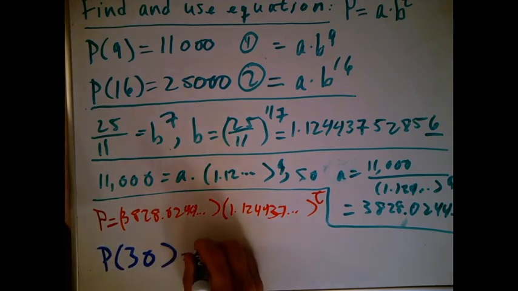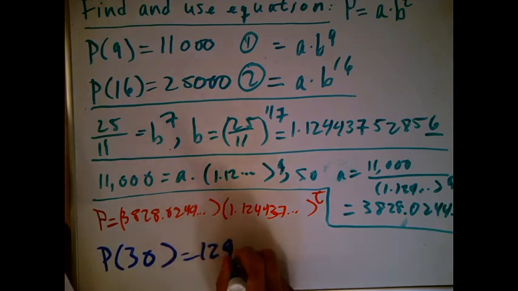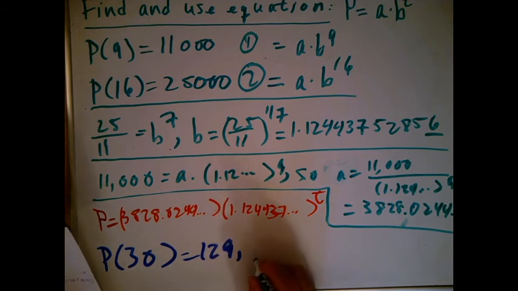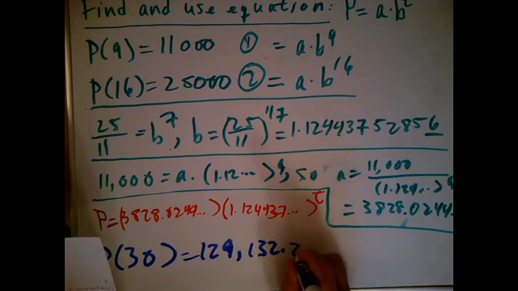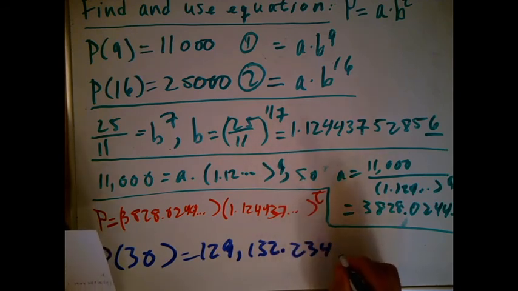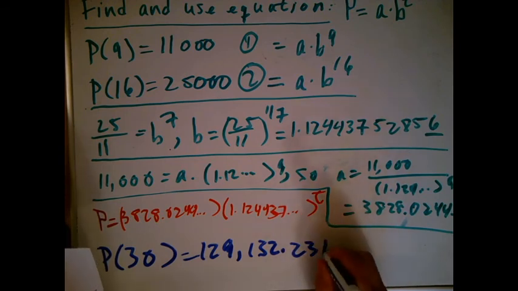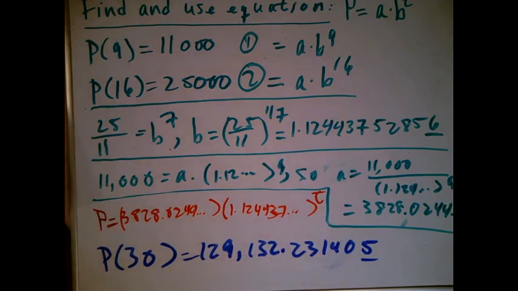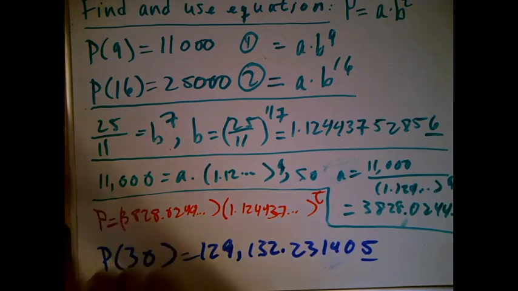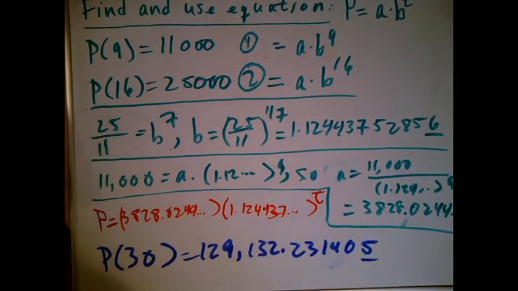I think I got 129,132.2311405, and that would be my estimate for the population in 2030. If in 2009 it was 11,000, in 2016 it was 25,000, and it grew exponentially, I could actually find the equation. That's the whole thing.